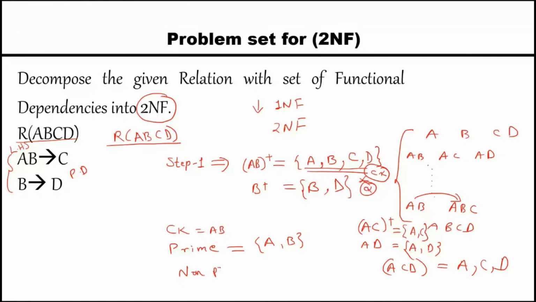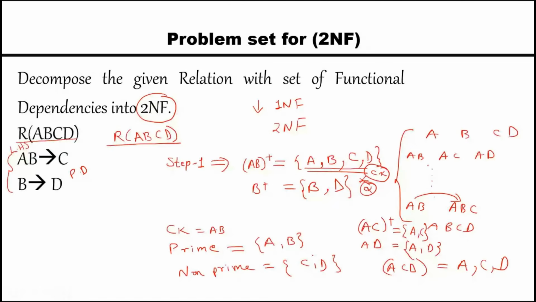Non-prime. Rest of the attributes will become what? Non-prime. So here non-prime attributes are C and D. So these are the non-prime attributes, right? So we have identified prime attributes and we have identified the non-prime attributes also.